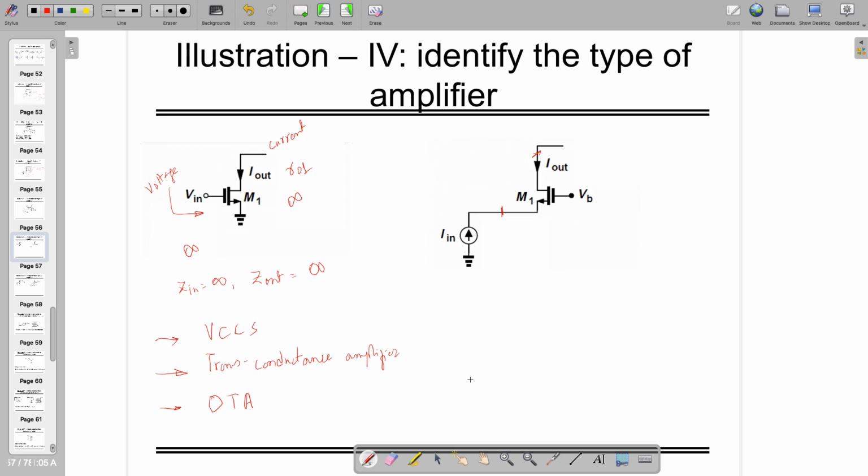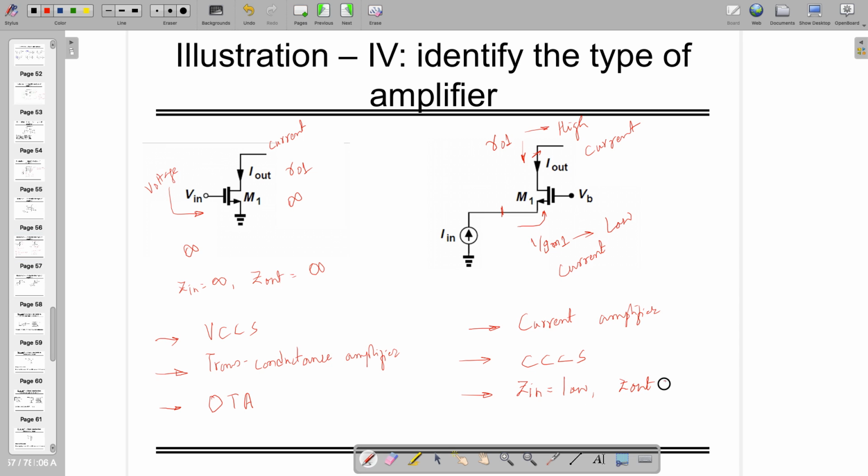Input port is this one and output port is this one. Looking this side, it's 1 by gm1. Looking at the output, it's actually RO1. RO1 is in kilo ohms, and we call it high resistance. 1 by gm1 is in ohms, we call it low impedance or low resistance. So output is current, input is also current, and such an amplifier is a current amplifier, or we can also call it a current controlled current source amplifier. It's an amplifier whose input impedance is low and output impedance is high.